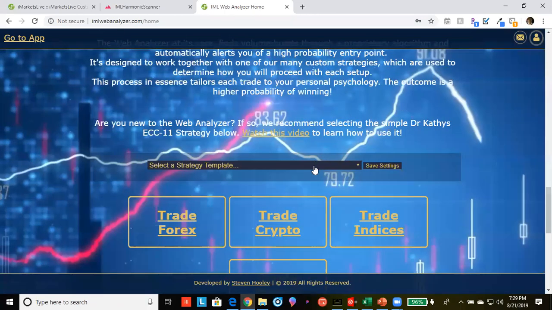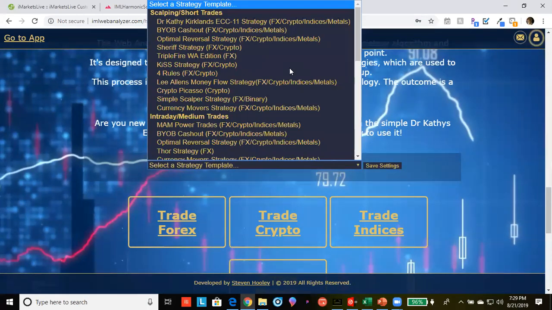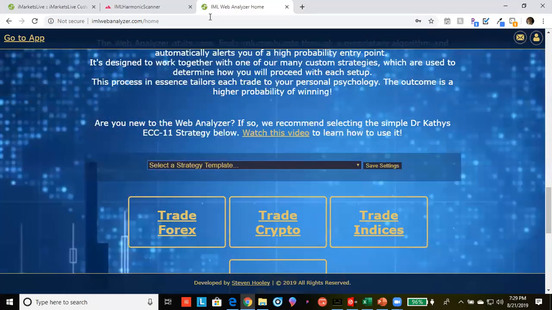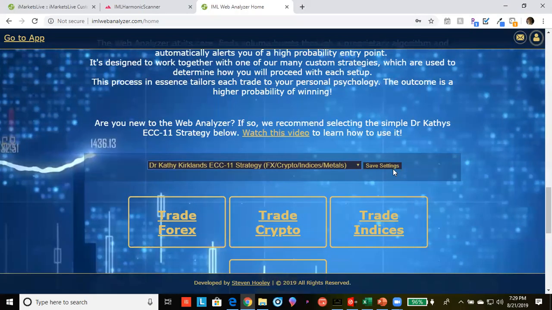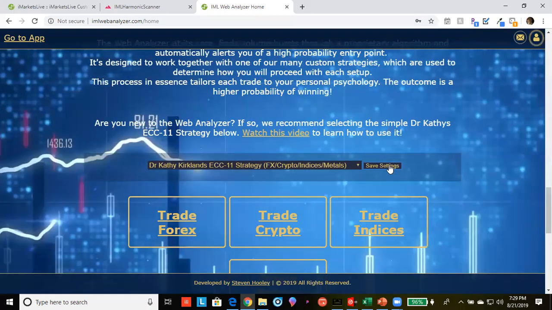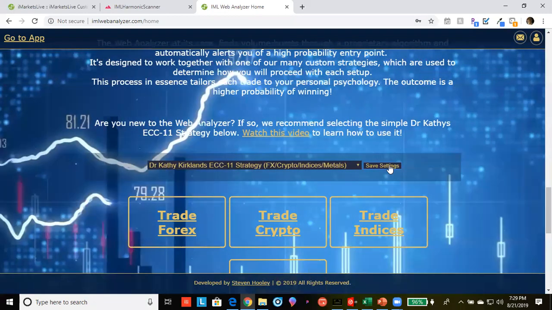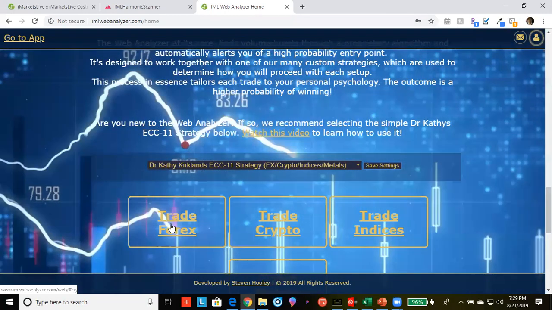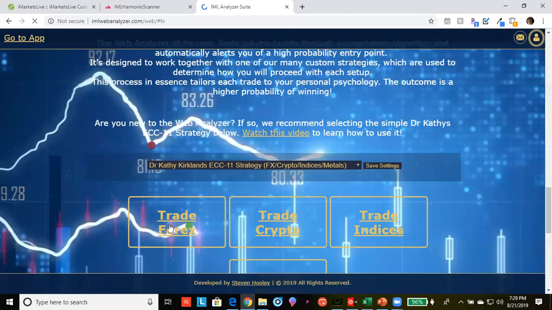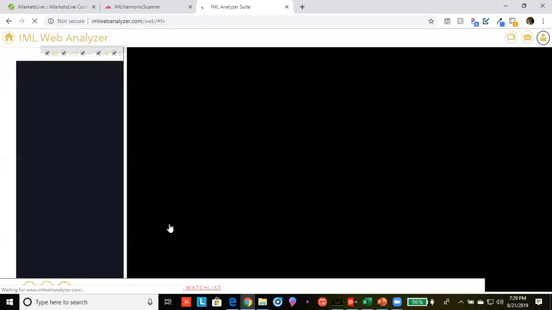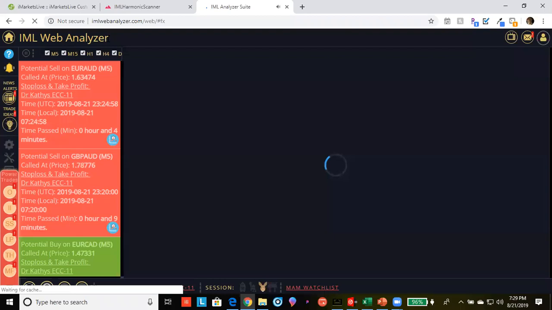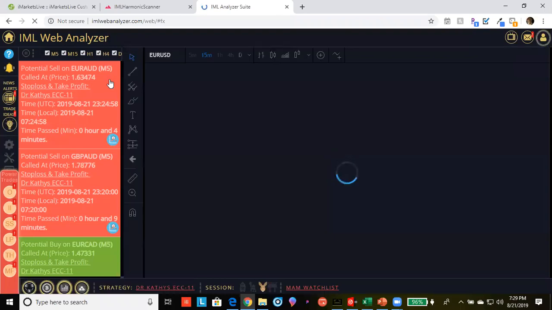So the strategy that I'm going to use is the ECC 11 strategy by Dr. Kathy Kirkland, and it's actually one of our number one apps that we have in the company right now. So we're going to go in here. Another reason I like this is because it makes the money time. It tells you when your money's available. Take a look at it. It's a sell. Take a look at it. It's a buy. Love it.